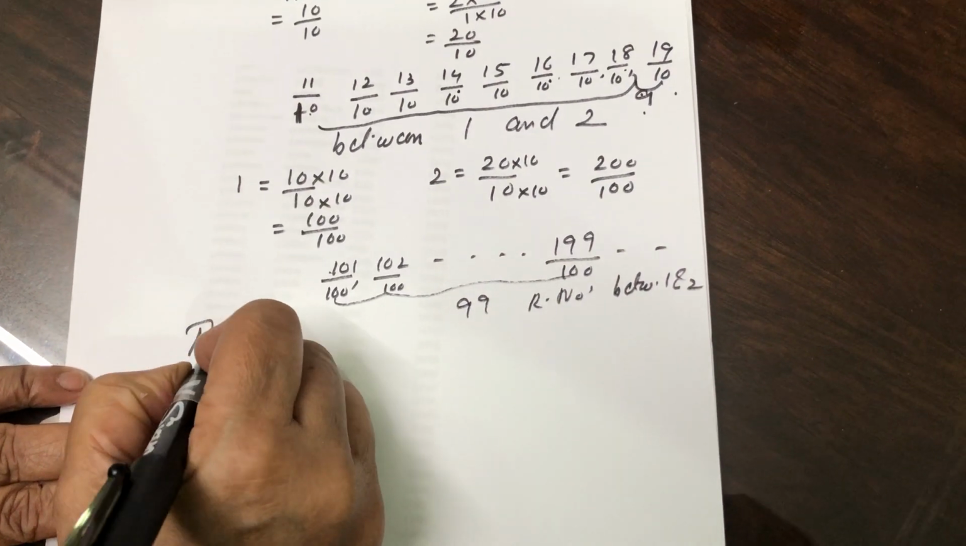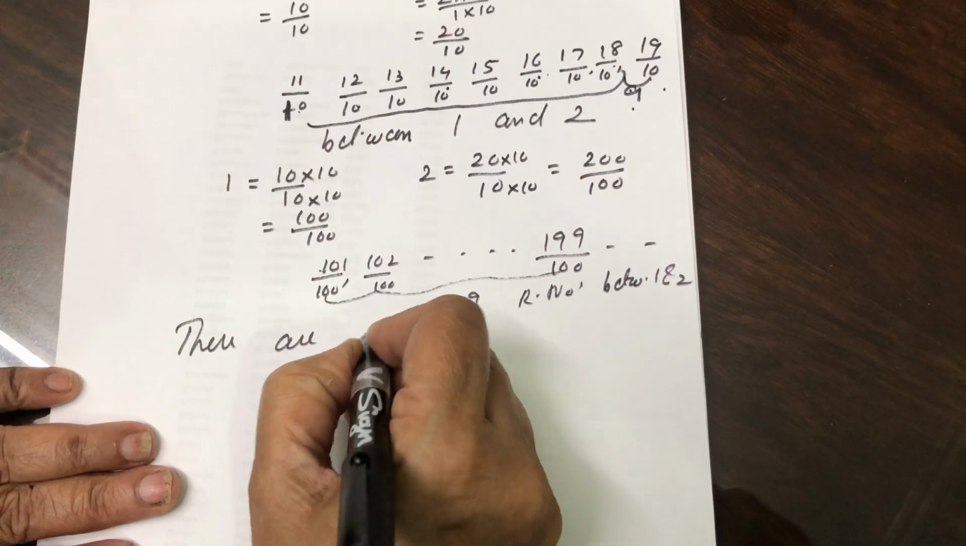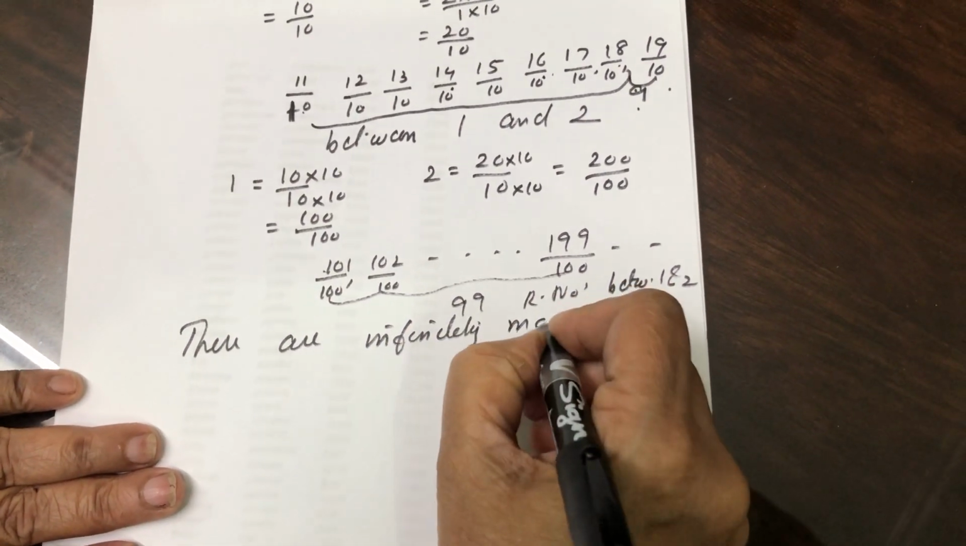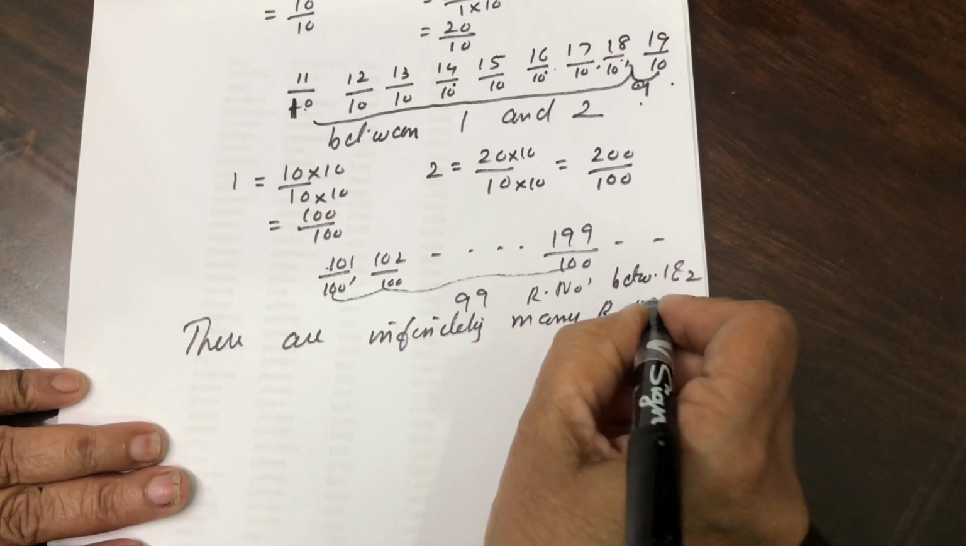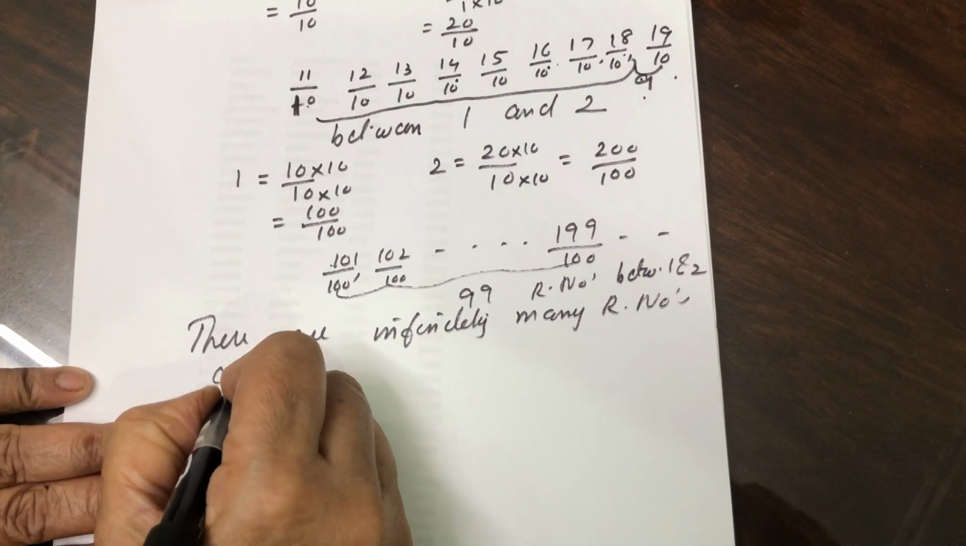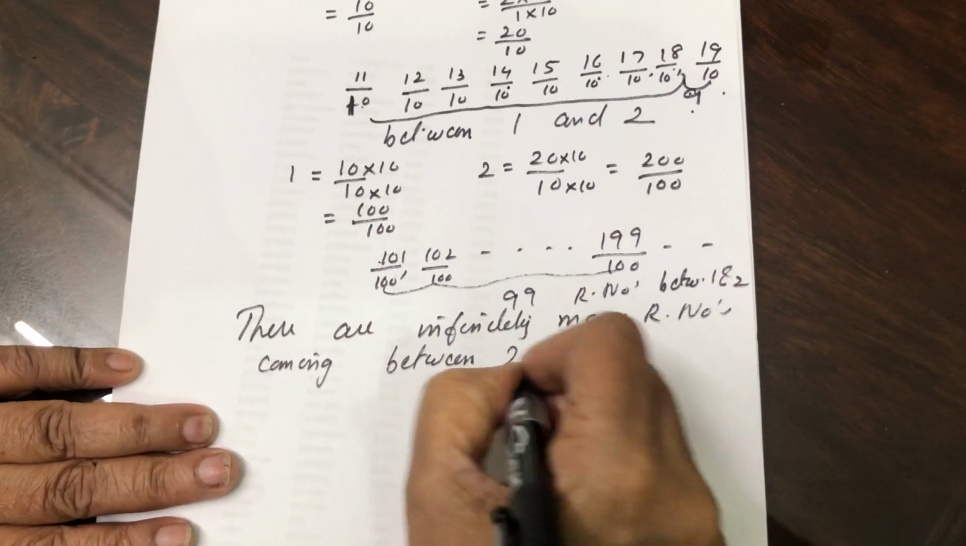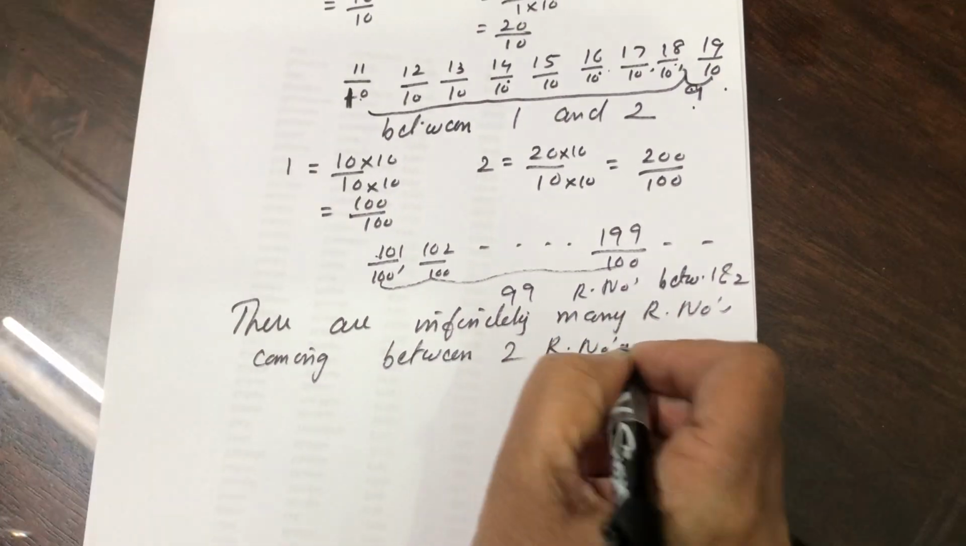So you can write that there are infinitely many rational numbers coming in between two rational numbers.